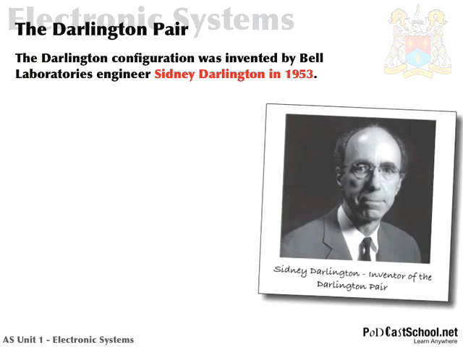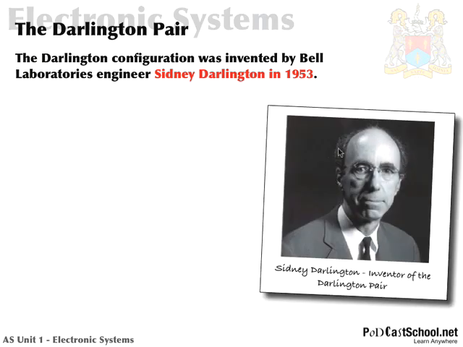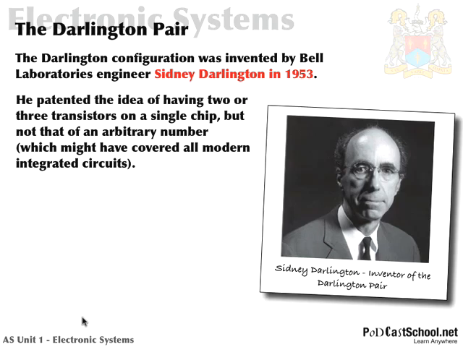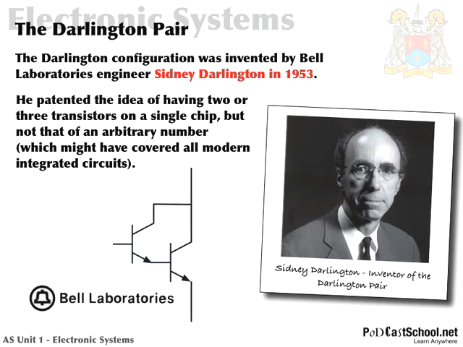So let's have a little bit of history here. The Darlington configuration was first invented by this guy, Sidney Darlington, back in 1953. He patented the idea of having two or three transistors on a single chip, but absolutely crucially for poor Sidney, he didn't patent the fact that you could have an arbitrary number, or any number. If he had done, he may have covered all of modern electronics. And he was working for Bell Laboratories at the time.